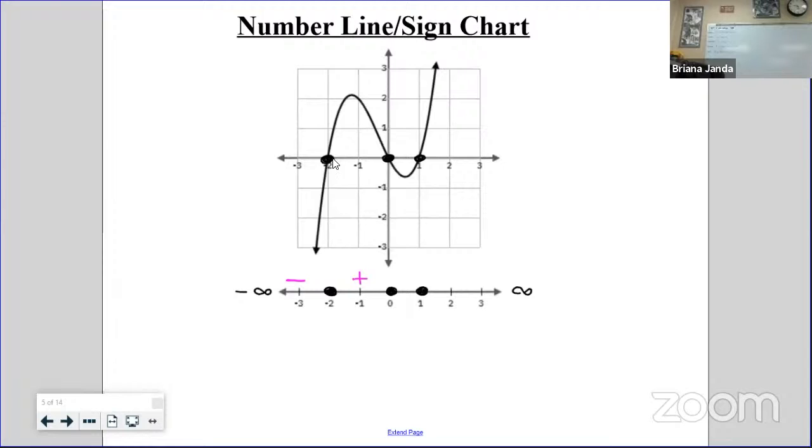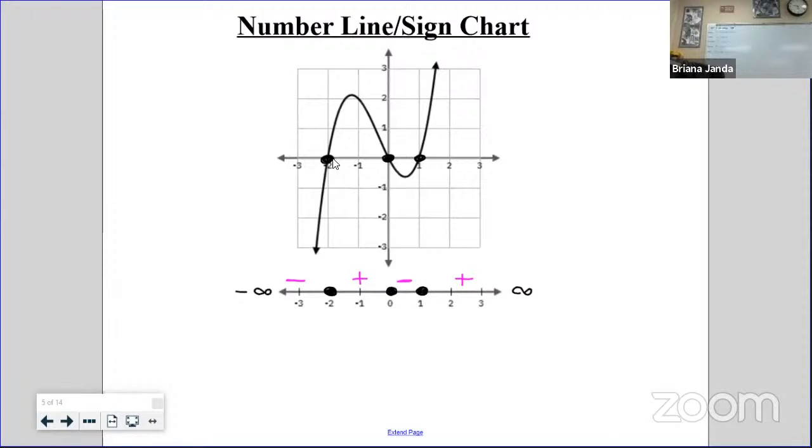Similarly, between 0 and 1, it's just below my x-axis, and when we do our sign chart, you'll notice that shows up as a negative section. And then from the dot at 1 on, our graph is going to continue to be above our x-axis, and as we do our sign chart, you'll notice that comes out as a positive section for our graph.